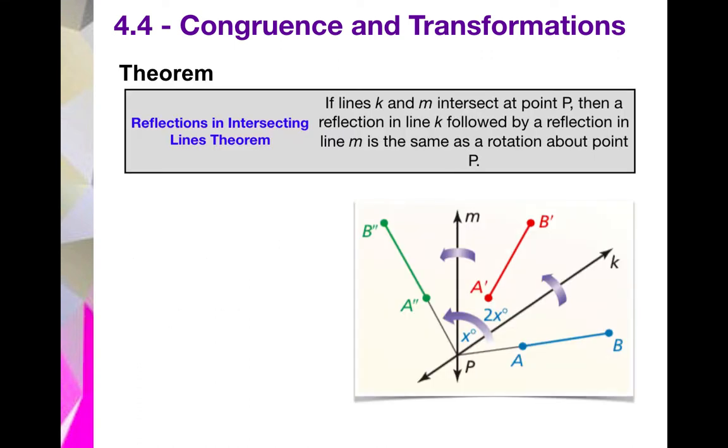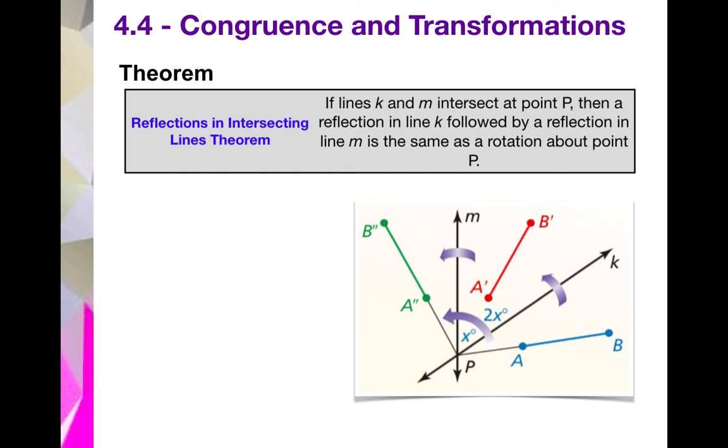Reflections and intersecting lines theorem. Well, if we take two intersecting lines, K and M, and then we take a figure like this segment AB, and we reflect it across K, and then reflect it across M, we'll find that the result is as though we did a rotation over to here, and the rotation is around this point P, which is the intersection of the two lines.